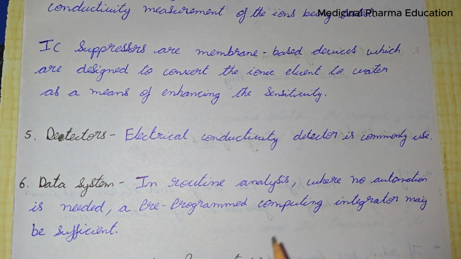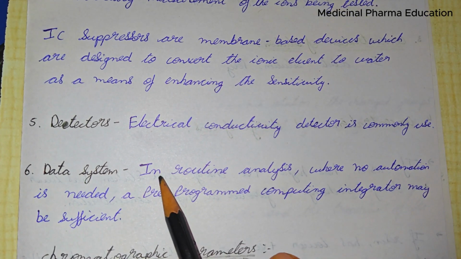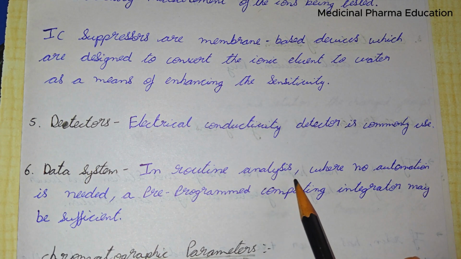Next, reductors. Electrical conductivity reductors are commonly used, and a data system in routine analysis where no automation is needed. A pre-programmed computer integrated system may be sufficient, and nowadays we are using computer based devices where the computer directly tells the result of the experiment.